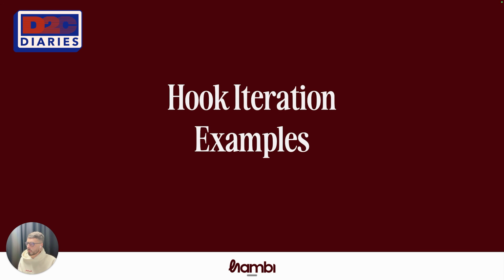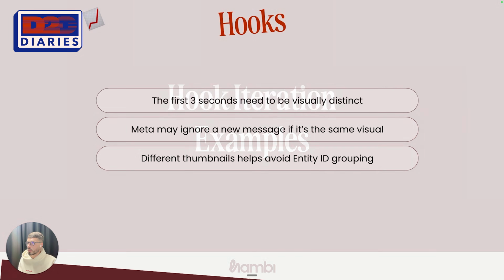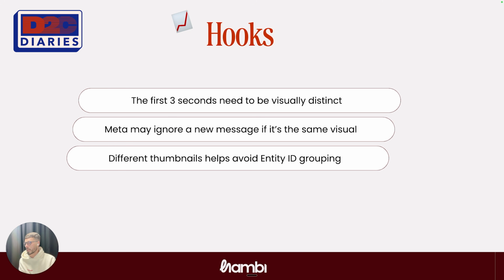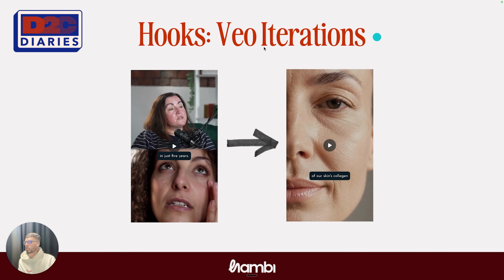Now I want to run through some hook iteration examples with you. As I say, the first 3 seconds is what Meta is going to look at. So it's really important we are visually changing the first 3 seconds. It may ignore a new message if it's the same visual. Another thing our reps have told us is that a different thumbnail massively helps avoid entity ID grouping as well. This is something we are currently in the process of testing. I want to show you an example now of how we're doing this.